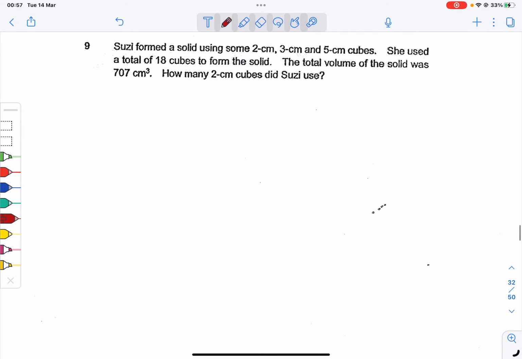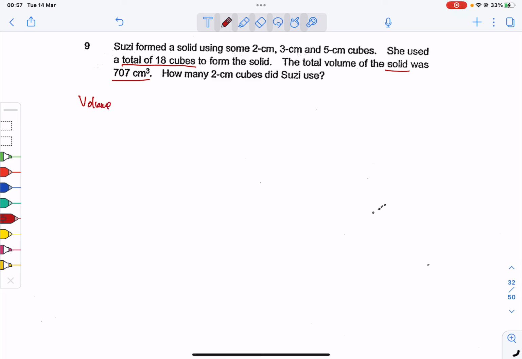Question 9. Susie formed a solid using some 2 cm, 3 cm, and 5 cm cubes. She used a total of 18 cubes to form the solid, and the total volume of the solid is 707 cm cube. So how many 2 cm cubes did Susie use? So first we find out the volume, because here they give us the total volume. So we'll find the volume of each type of cube.